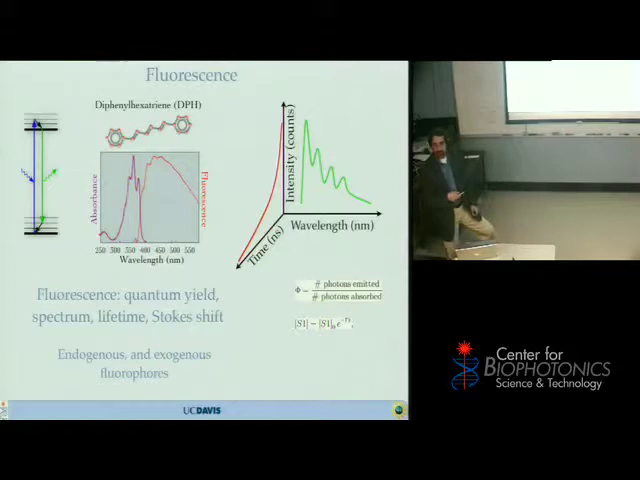And then in tissue, for example, we have endogenous or exogenous fluorophores. Endogenous fluorophores are fluorophores that are intrinsically fluorescent. So, for example, we have NADH, we have flavins in tissue that are strongly fluorescent. Exogenous fluorophores are the fluorophores that we introduce, we put into the tissue as fluorescent probes.